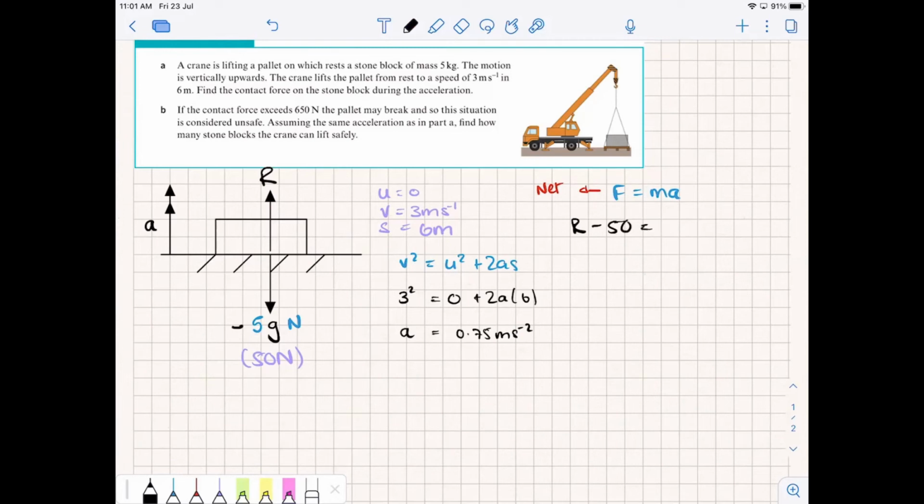Right, the mass of the object is 5 kilograms, and the acceleration is what we worked out as 0.75. And if we solve for R, we're going to move 50 over to the other side. We're going to get 53.75 newtons. So there's an upward force of the pallet on the way up. The pallet is pushing against the stone blocks at 53.75 newtons.